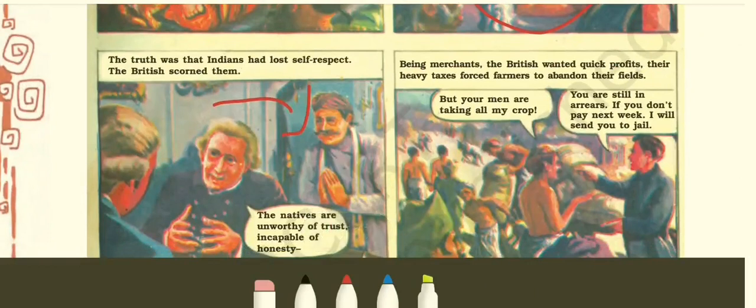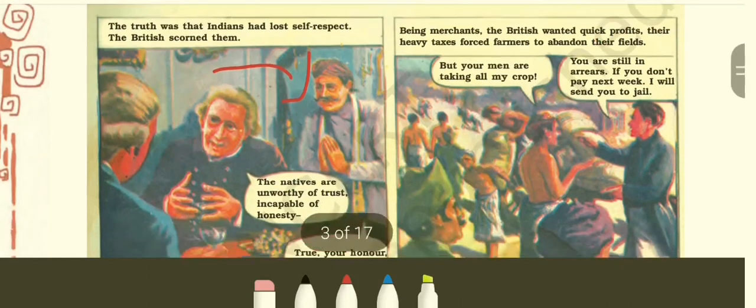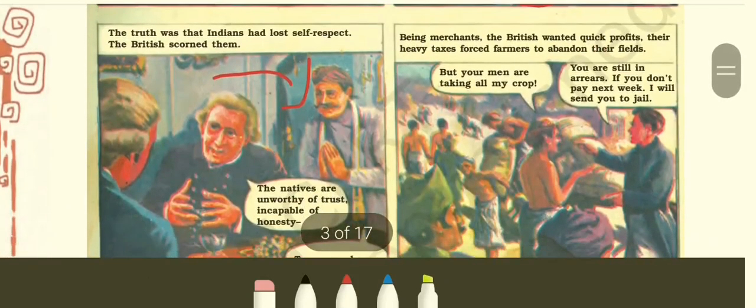Being merchants, businessmen, the British wanted quick profit. Okay, this was another problem the Britishers had. They wanted quick profit. Their heavy taxes forced farmers to abandon their fields. So there used to be heavy taxes. They levied heavy taxes upon farmers. Okay, so what did the farmer do? Farmers used to abandon, leave their field, unable to pay the heavy taxes.